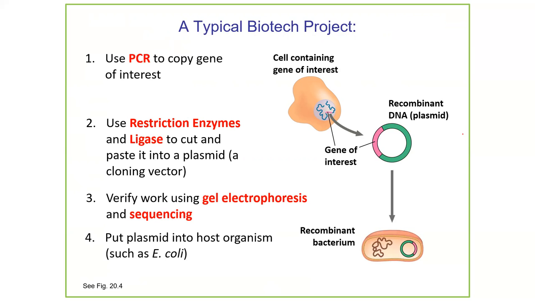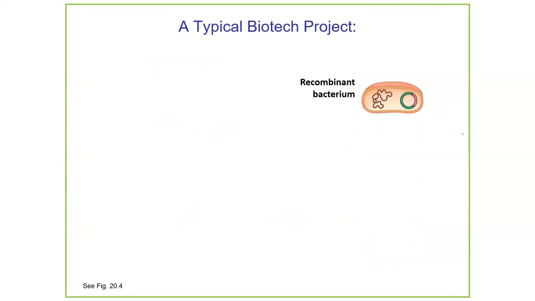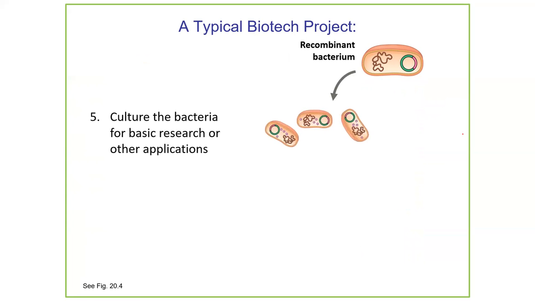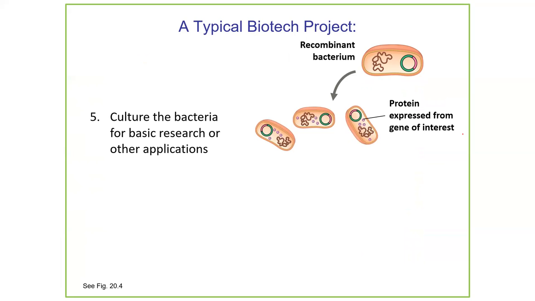And then often, eventually, like I said, it gets put into a host organism. It could be E. coli, it could be yeast. There's a lot of different organisms that are used, but E. coli is by far the most common used. Like I said, very simple, very easy to grow up. And then what do we do? Well, E. coli grows. E. coli uses its RNA polymerase and its ribosomes, and it's going to express that protein or that gene of interest.